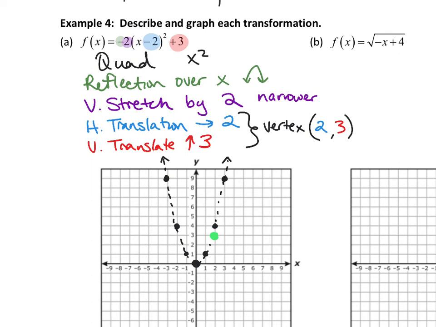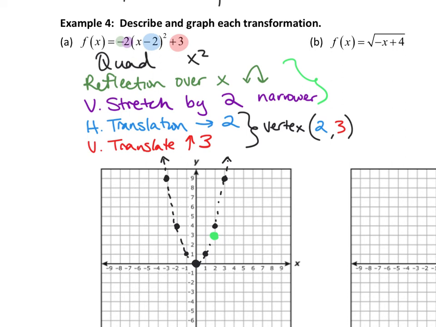There's where the vertex of my graph is going to be because it went over 2 and up 3. Okay, now every time I get an output, I'm going to use the reflected version of it and multiply it by 2. That's all this stuff right here. So if I jump over 1, I normally square 1. What's the square of 1? 1, but use the negative version of it and multiply it by 2.